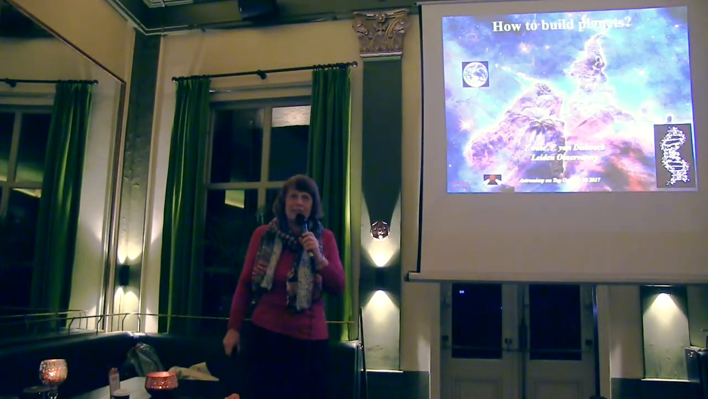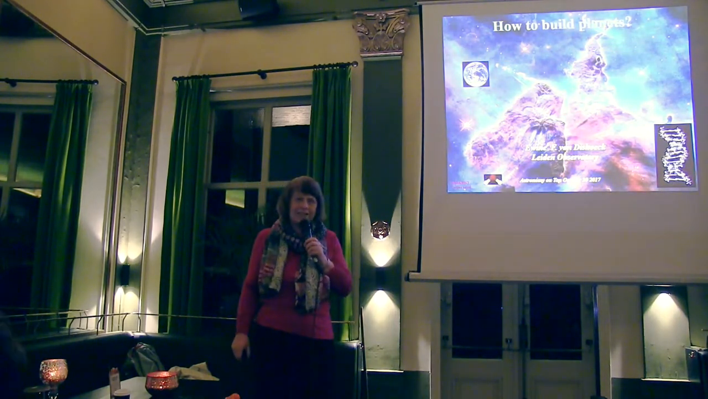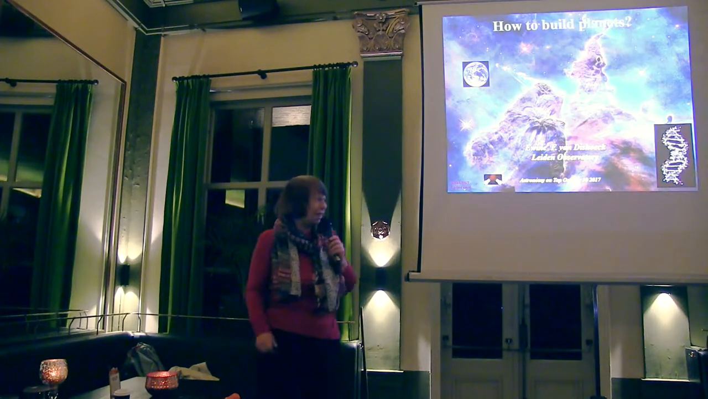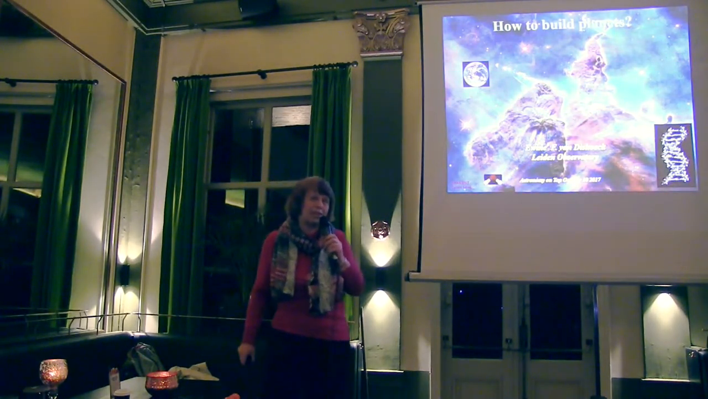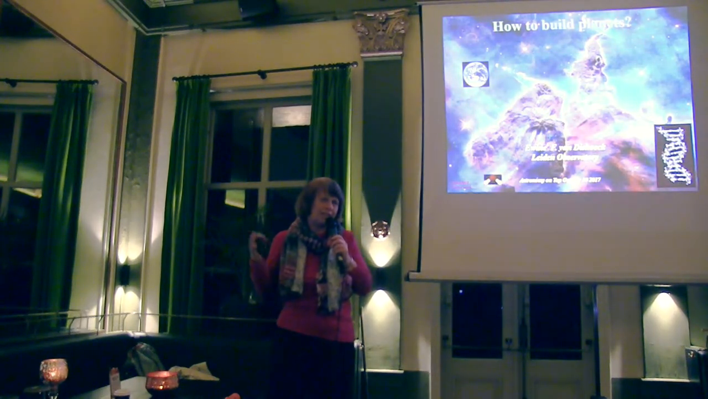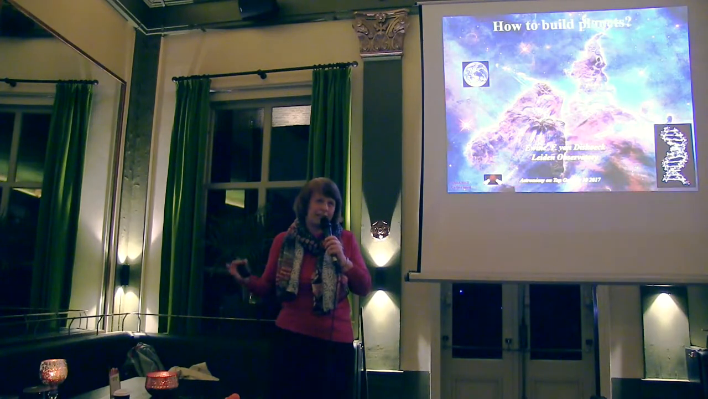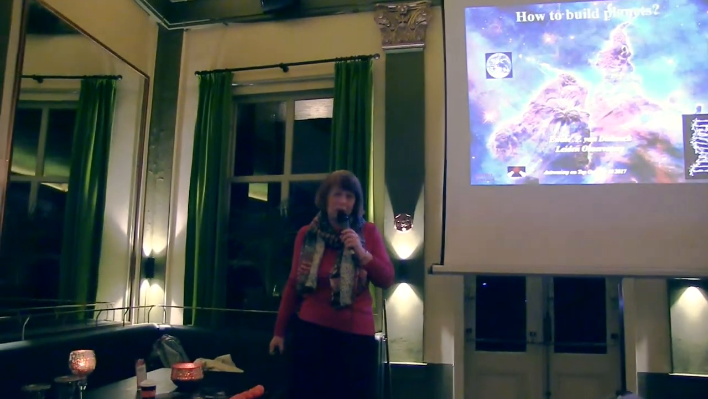So I'm going to, in the next 15 minutes, take you on a little tour of how to build planets, and then after that we're going to find planets. Basically, the bottom line message is that around every young star there is enough material to form a planetary system, a new planetary system. So the ingredients for planet formation are very common in the universe.